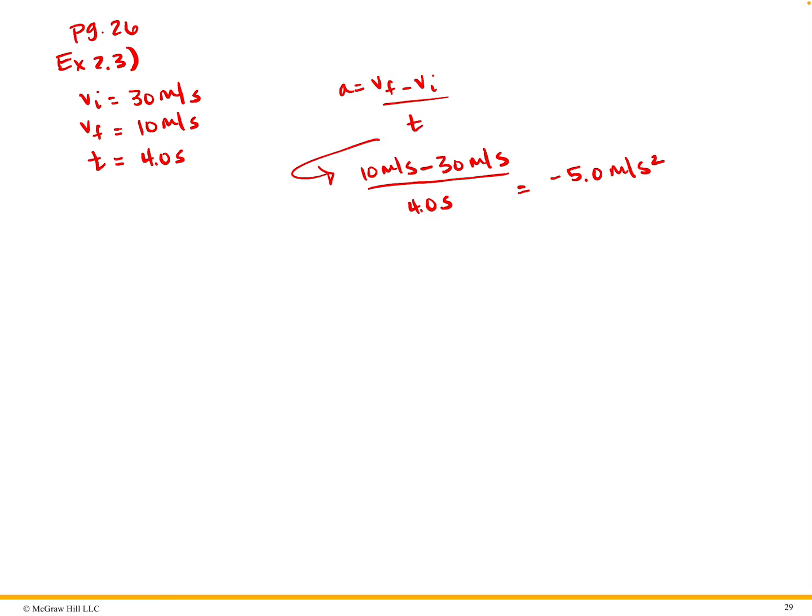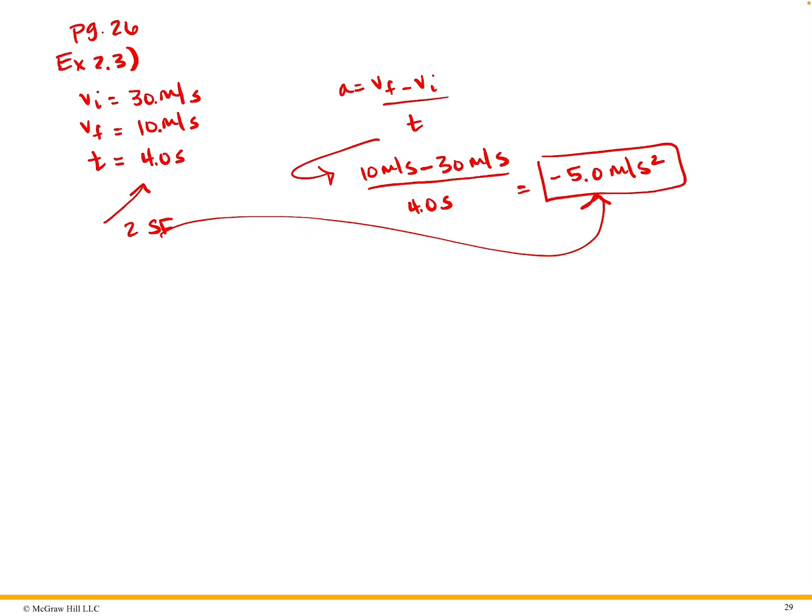Another thing that I need to tell you about is significant figures, because we talked about that in the last video. You have to use whatever the least amount is that they've used in the problem. So they used 30 and 10 and 4.0. How many significant figures are all of those numbers? They're all 2 significant figures. So my answer, even though in the calculator it would have been negative 5, I need to make it 2 significant figures. So I had to add that decimal and a 0 after.